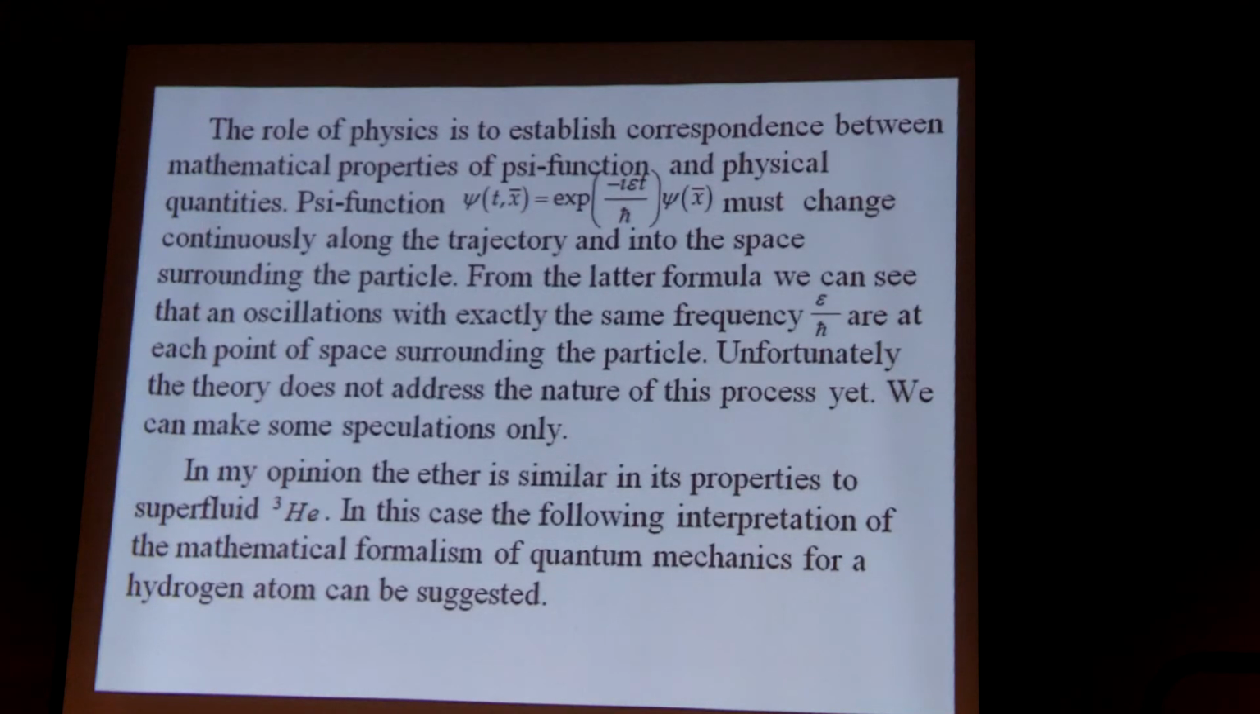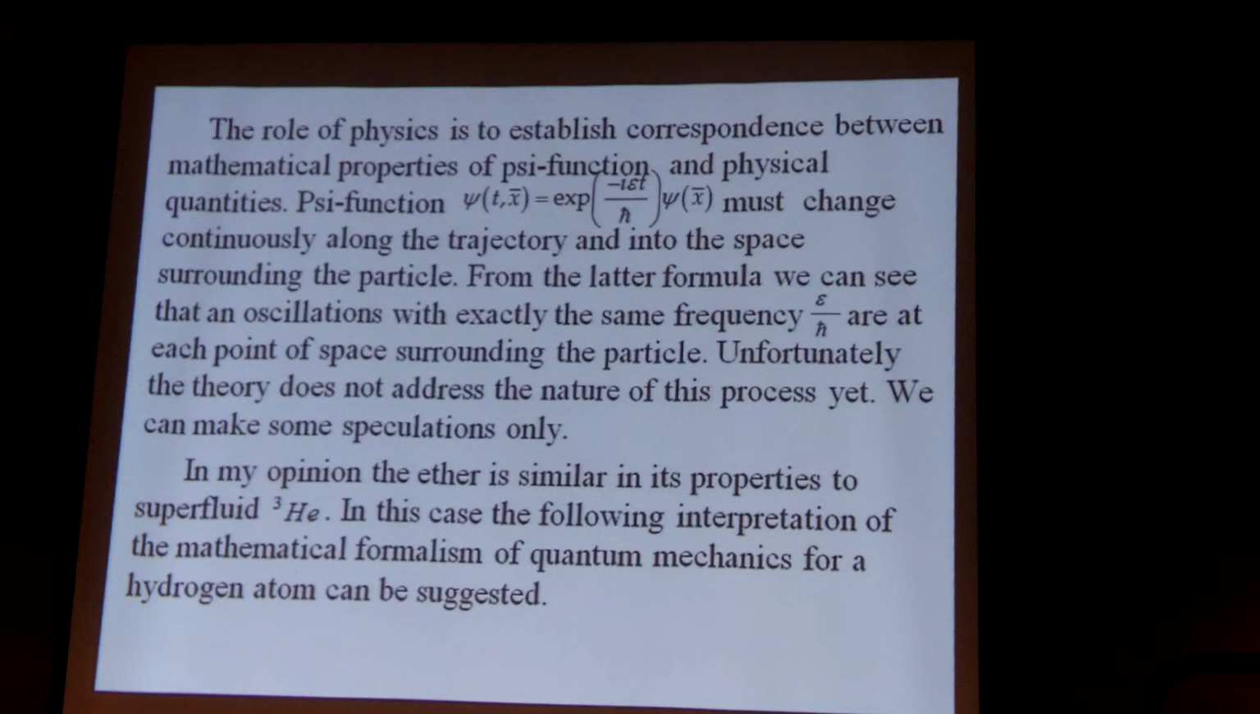Psi function must change continuously along the trajectory and into the space surrounding the particle. From the latter formula, we can see that oscillations with exactly the same frequency, epsilon over h, are at each point of space surrounding the particle. Unfortunately, the theory doesn't address the nature of this process yet. We can make some speculations only.